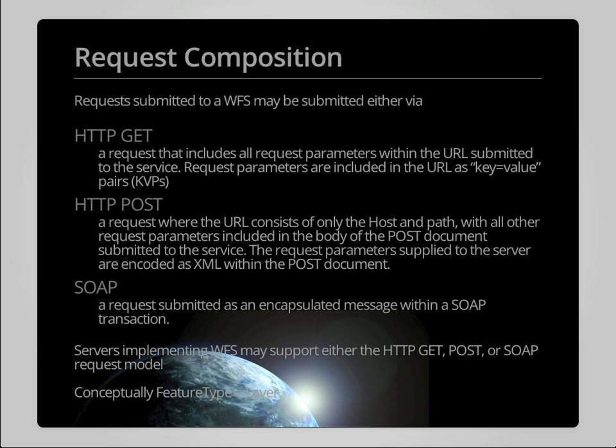When interacting with a web feature service, you can submit requests using one of three standard protocols. You can use the HTTP GET request, where you essentially compose a web address, just as we were discussing last week for web map services, that you can actually type into the address bar of a web browser, where all of the information needed for the request is included in that web address as a set of key value pairs, abbreviated throughout the rest of this presentation as KVPs.